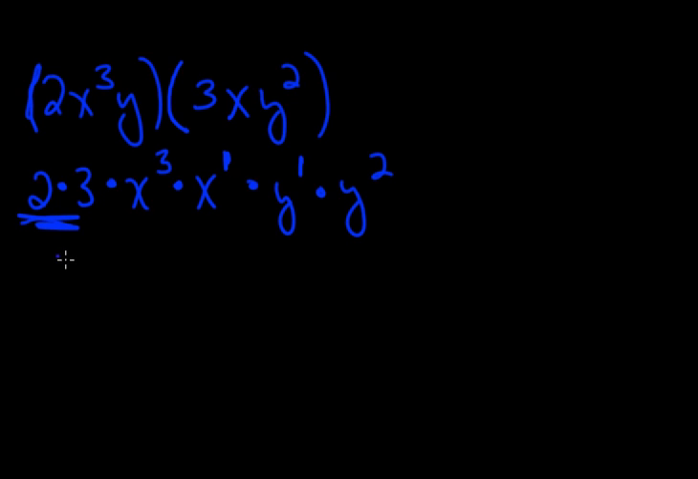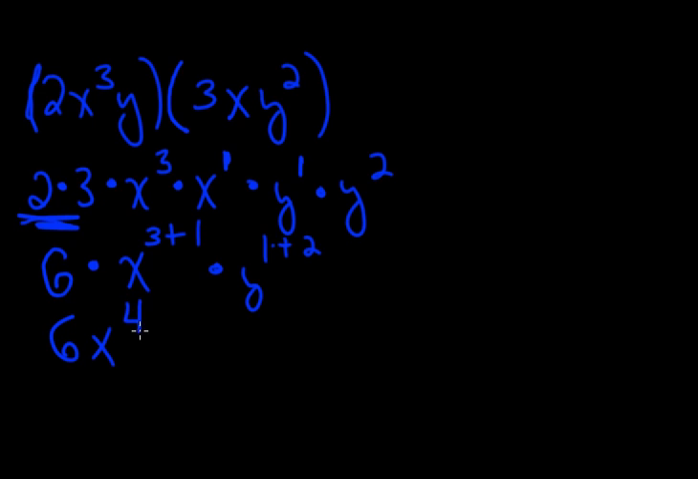My coefficients multiply together. My x's use our product power rules. When I'm done, I have, I'm sorry, 6x to the fourth. I said y, 6x to the fourth y cubed. And so we have been multiplying monomials.